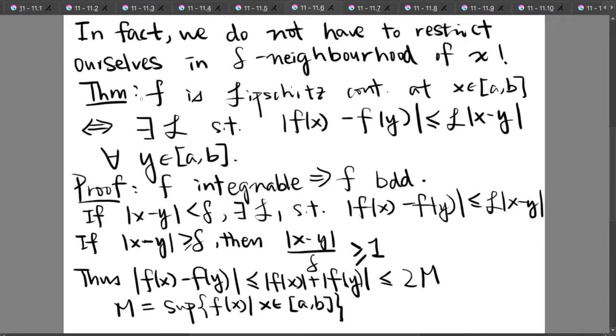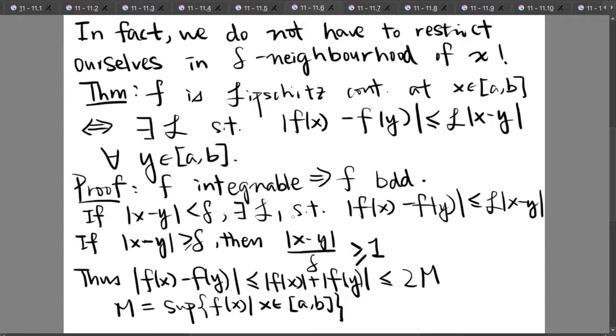The theorem states that f is Lipschitz continuous at x inside (a,b) if and only if there exists an L such that the absolute value of f(x) minus f(y) is smaller than or equal to L times the absolute value of x minus y for all y inside (a,b). For the proof, we use the property that if f is integrable, then it is bounded. And therefore, if the absolute value of x minus y is smaller than delta, where delta is from the definition of Lipschitz continuity, then by the definition we already know that there exists an L1 such that the absolute value of f(x) minus f(y) is smaller than or equal to L1 times the absolute value of x minus y.